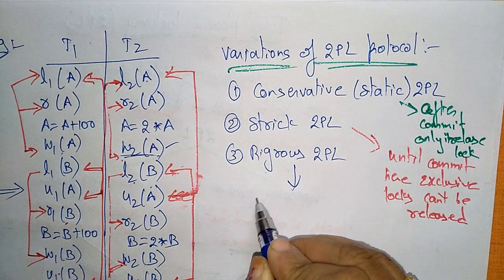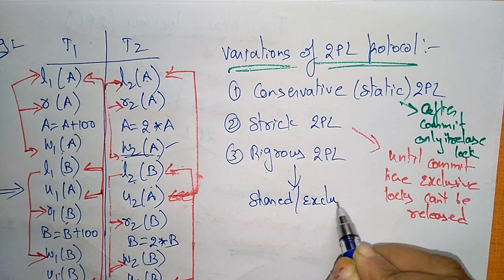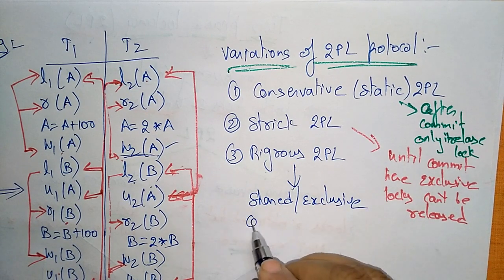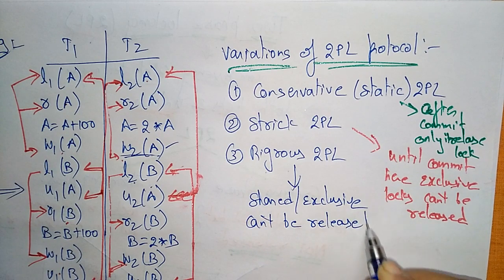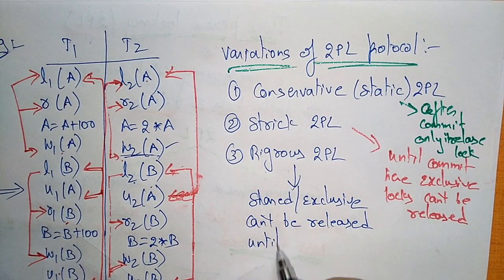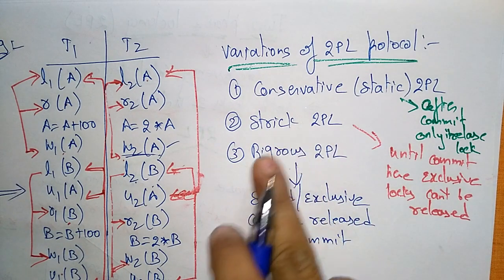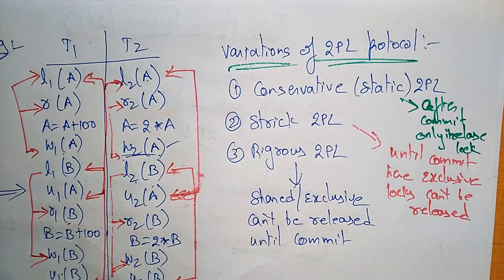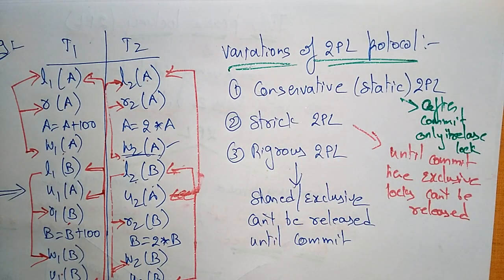So here also it is not releasing the locks until the commit. That's why in these two cases, strict two-phase locking and rigorous two-phase locking, deadlock may occur, and conservative two-phase locking is deadlock free.